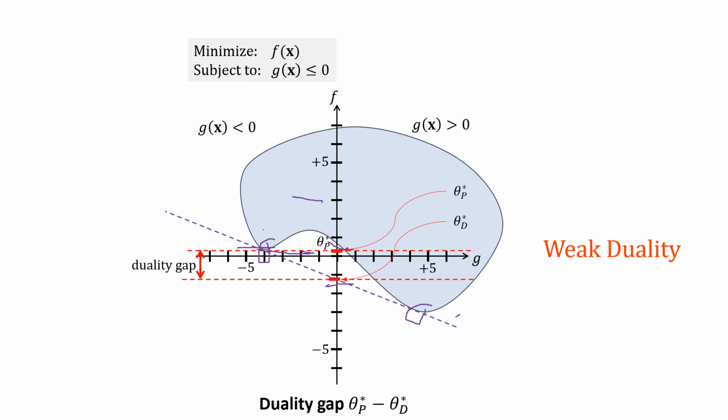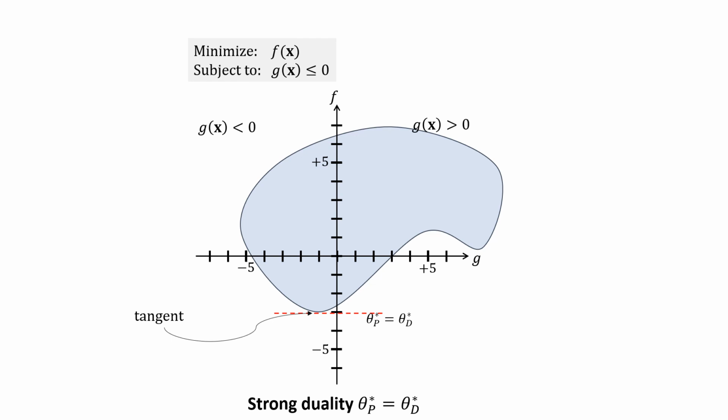And clearly theta d star can never exceed theta p star. It must be lower than theta p star. This illustrates weak duality. The difference between the two is the duality gap. Strong duality holds in this case where theta d star equals theta p star. Hence theta p(x) and theta d lambda touch one another at the saddle point.